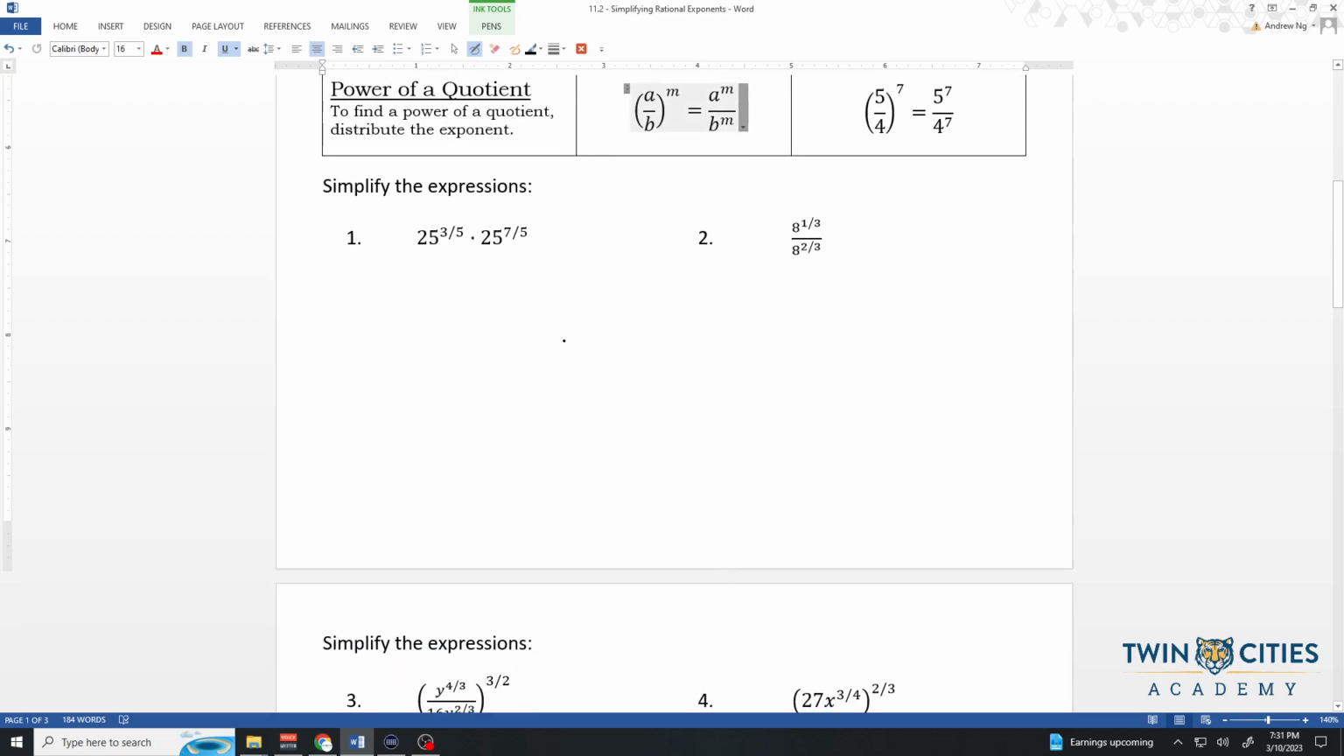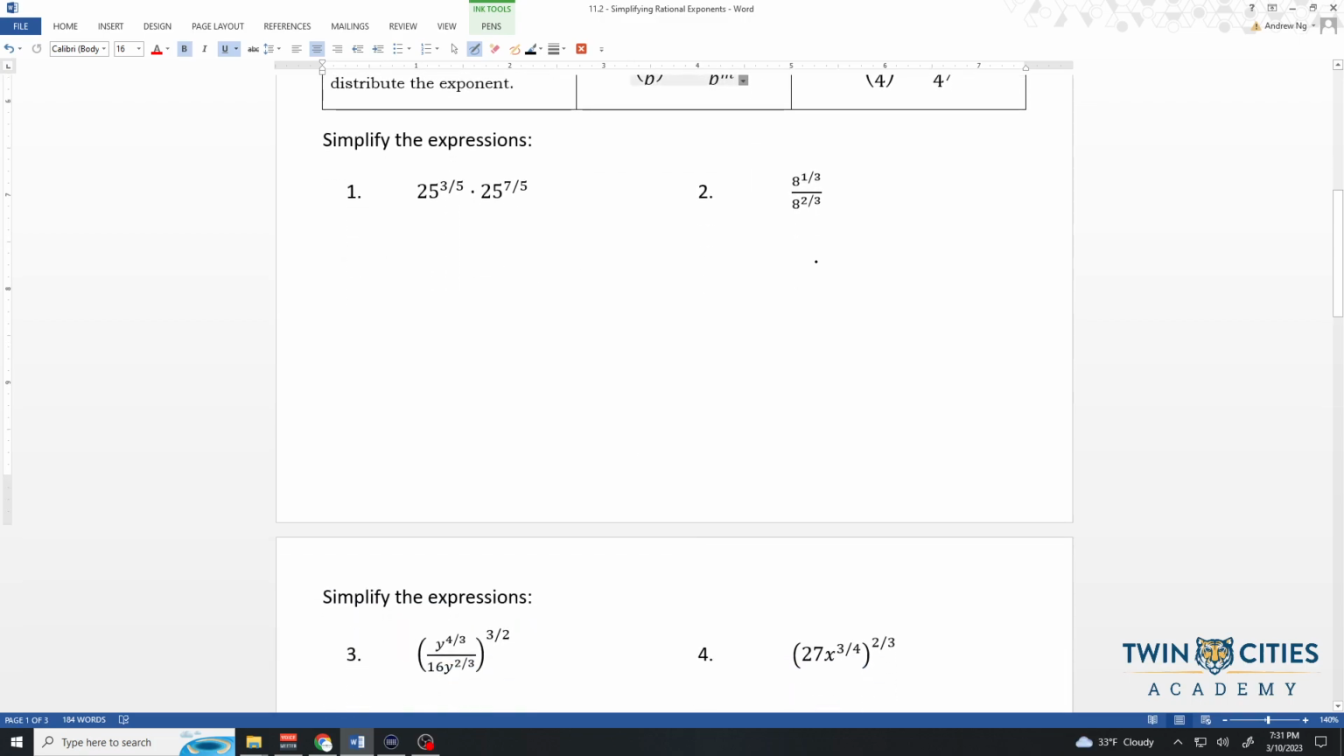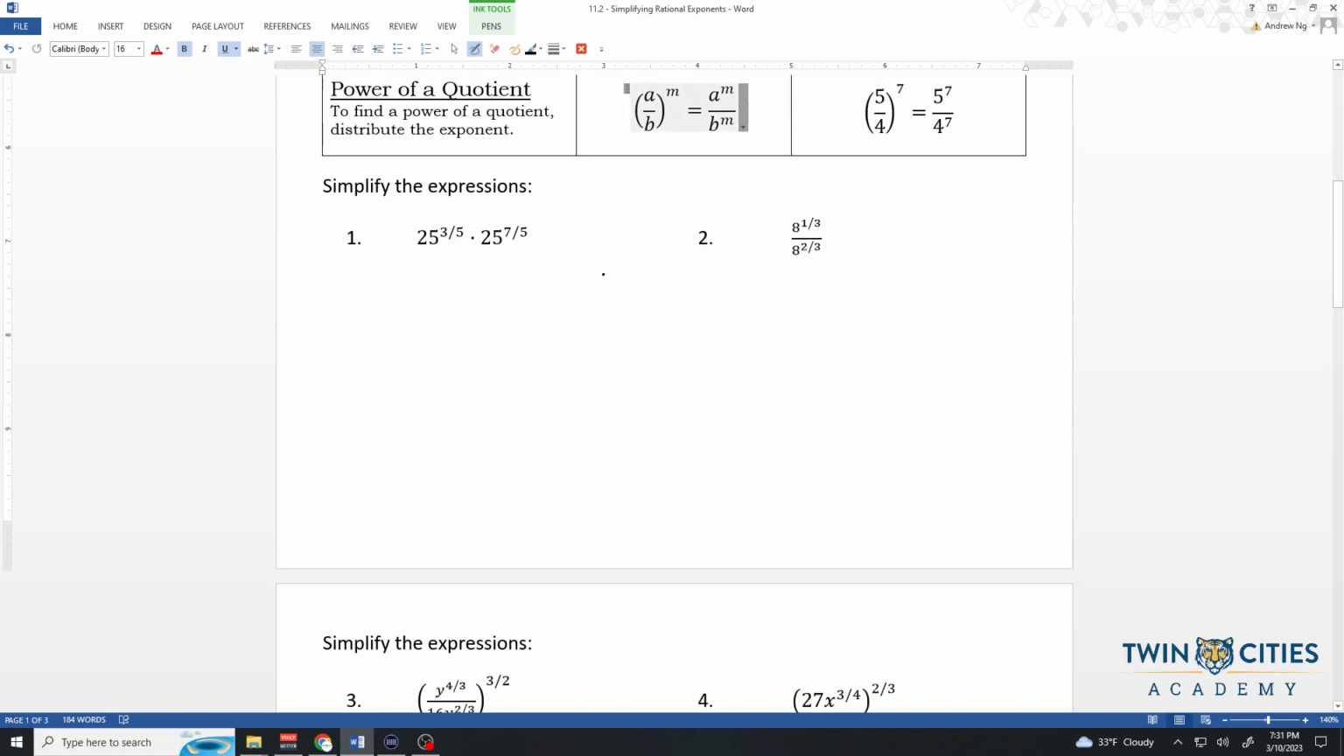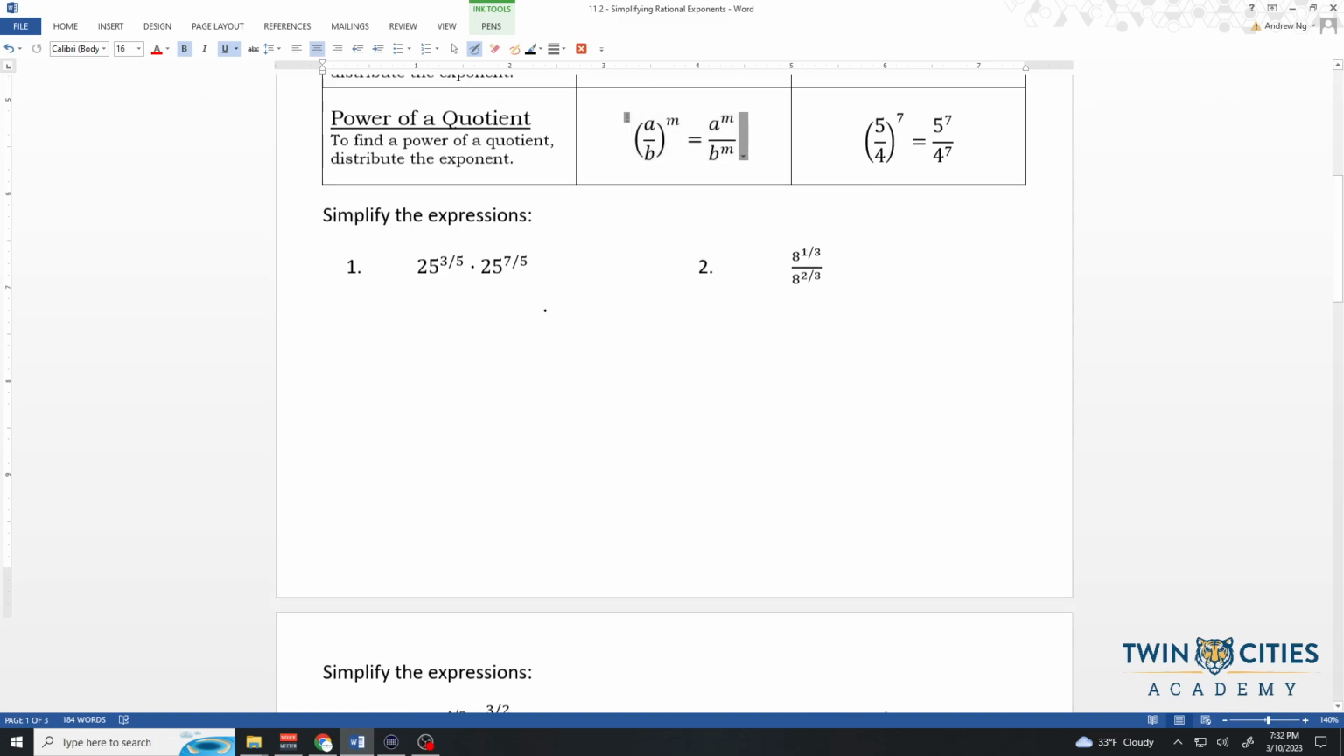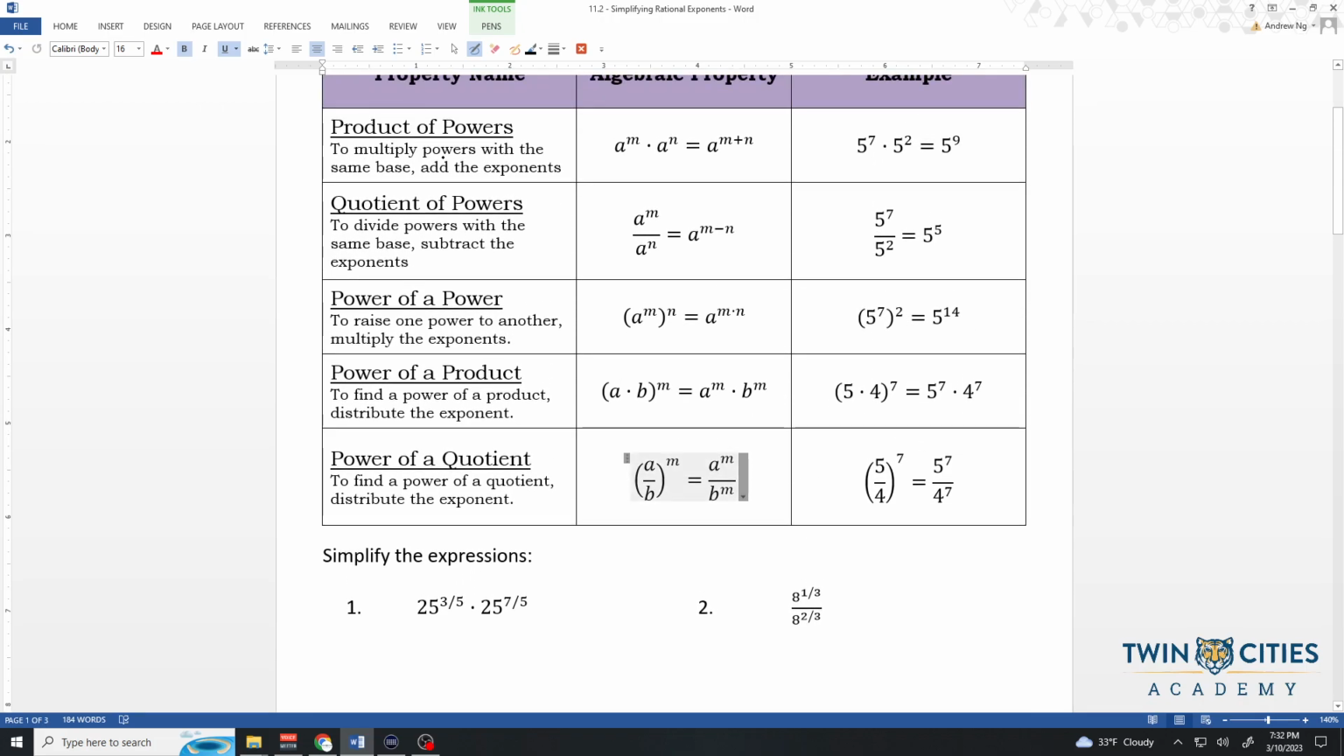Okay, so let's talk about these problems here. So number one, I've got 25 to the 3/5 times 25 to the 7/5. I see that they're the same base, 25. So what I can do is use my properties. This one is going to be a product of powers because it's got the same base in both. I'm multiplying, so I'm going to add those exponents together.